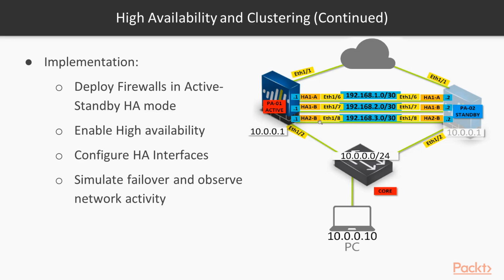HA2A or B, this is the link we're going to be using as our data plane traffic. So let me explain.